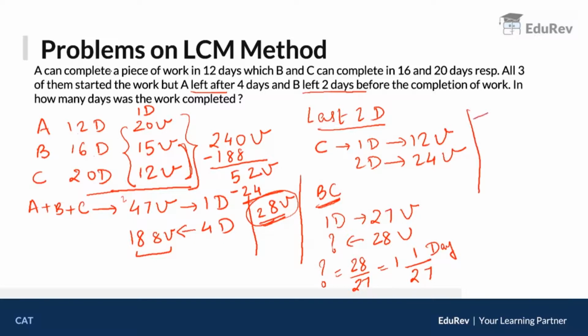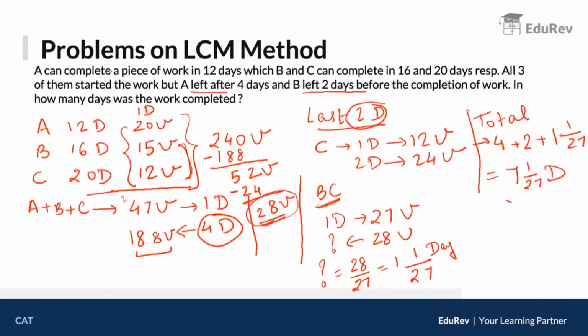Now the question is, total work was done in how many days? Total how many days were taken? See, first A, B and C worked for 4 days. Then the last 2 days were done by C. And the middle 1 by 27th day was done by B and C. So total is 4 plus 2 plus 1 by 27. If you add all of them, it becomes 7 1 by 27 days, and this is your answer.